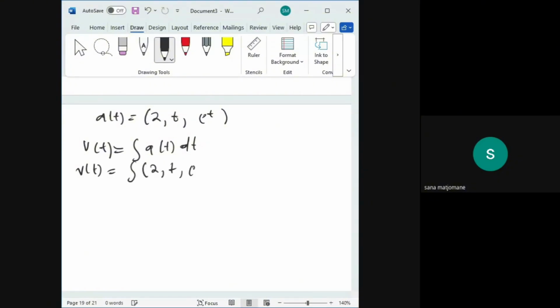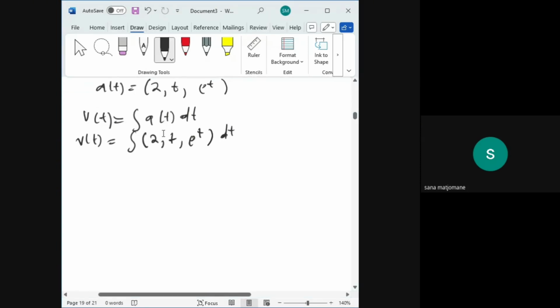2t, e to the t, dt. What does it mean? We're going to integrate each component separately. We integrate the x component separately, the y component separately, and the z component. So now I'm going to start integrating the x component.